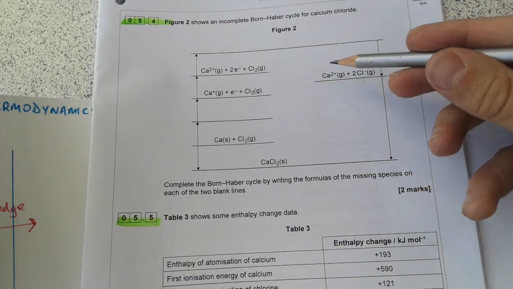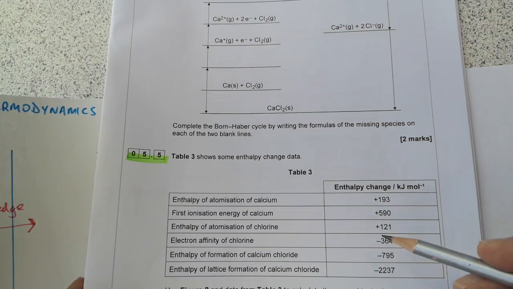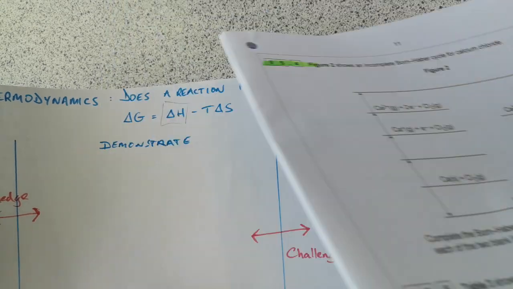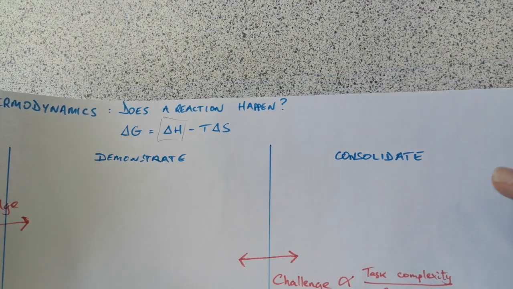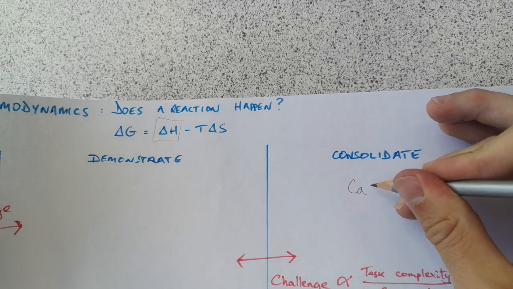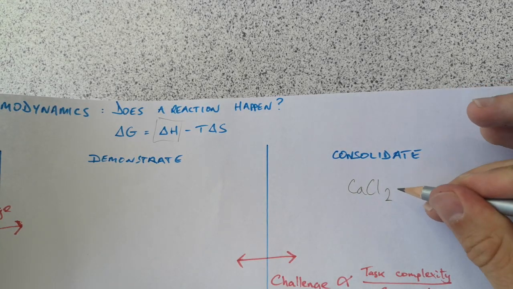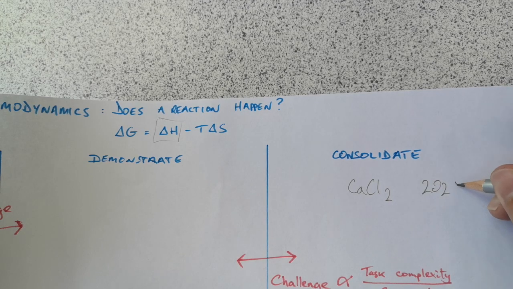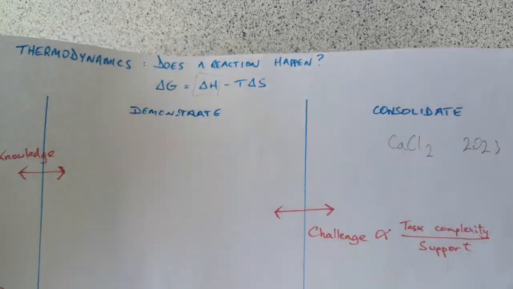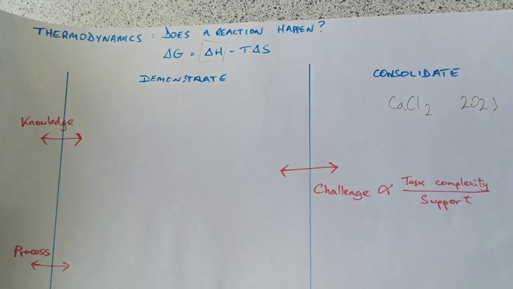It's got a Born-Haber cycle that they need to fill in and also a calculation that they need to do using these numbers. So I'm going to put that in as my consolidation because I feel like that's a nice thing for them to get to at the end of this couple of lessons. So calcium chloride Born-Haber cycle from the 2023 paper. Great, in it goes. So now I'm going to start working back and look at the demonstration.